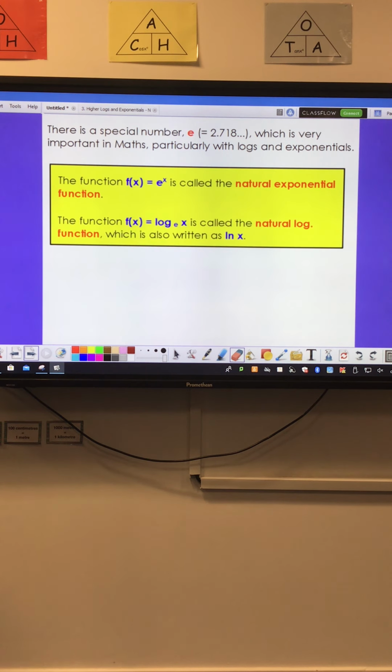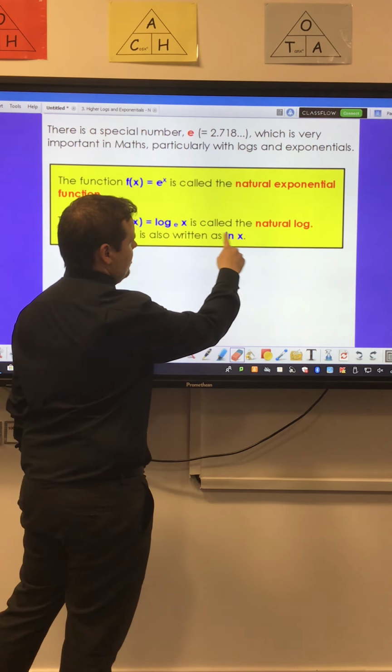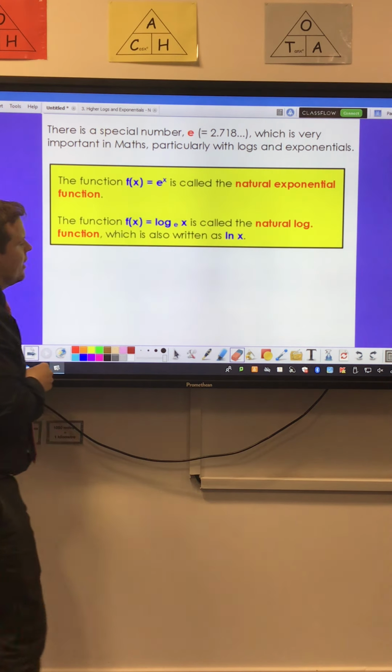Okay, a wee bit of background. There's a special number e, approximately 2.718, which is very important in maths, particularly when we're doing logs and exponentials. When we're talking about growth and decay, quite relevant just now. The function f of x equals e to the power of x is called the natural exponential function. You've seen ones like 3 to the power of x, 4 to the power of x, and so on. And the log base e of x is a natural log, although it is written shorthand as ln of x, and that is the button that appears on your calculator.